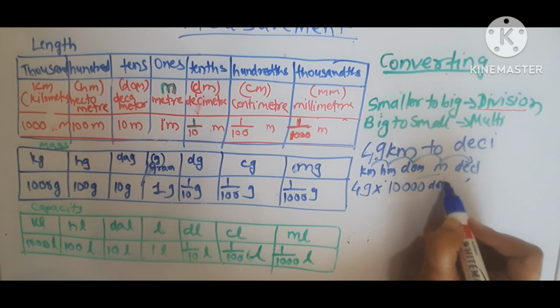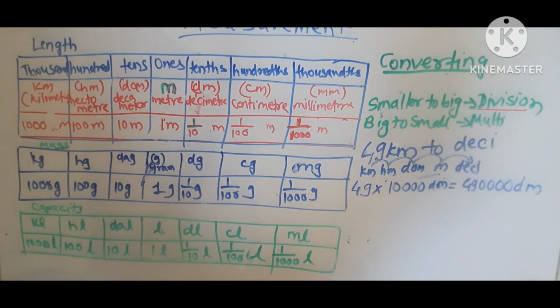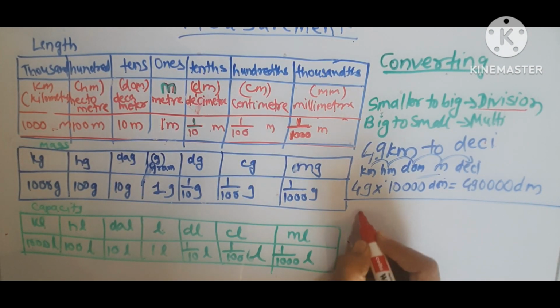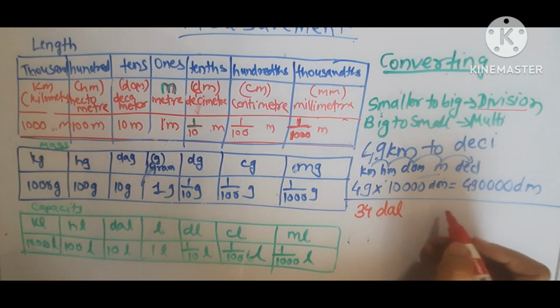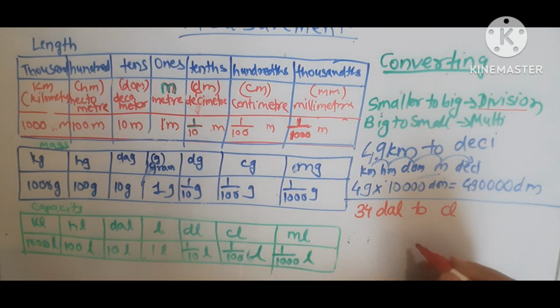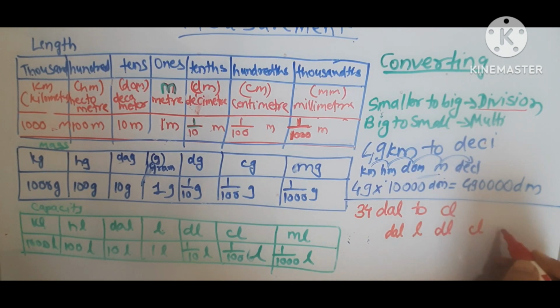decimeter, and that is 490,000 decimeter. Okay, let's take one more example. Suppose we have to convert 34 decaliter to centiliter. We have liter, decaliter, deciliter, centiliter and milliliter.